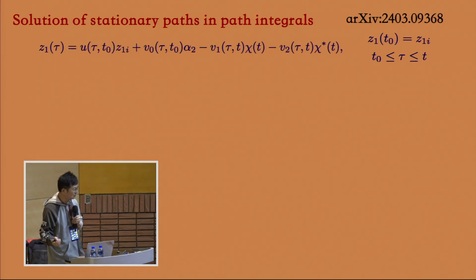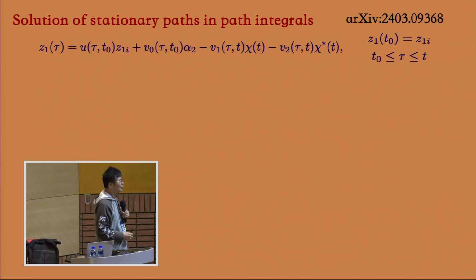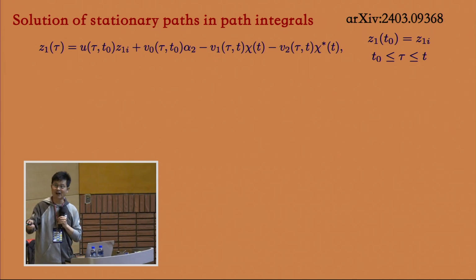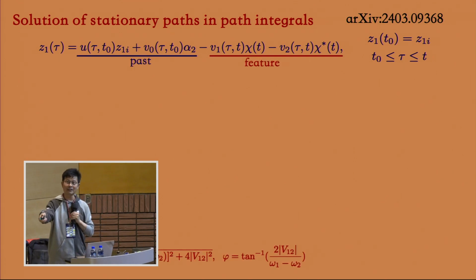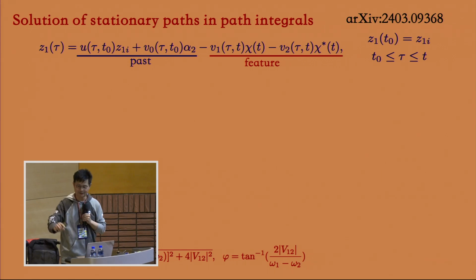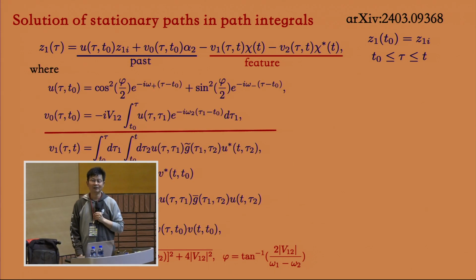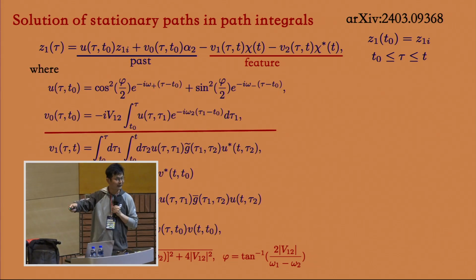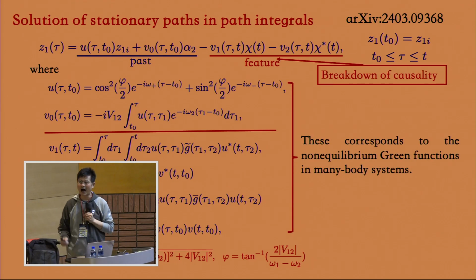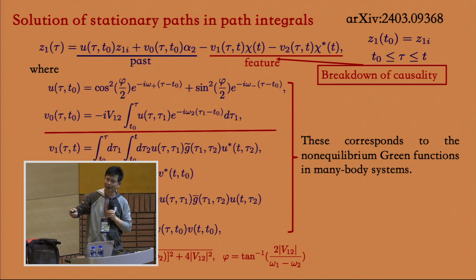Now, the solution. The equation of motion that blocks the causality actually has a simple solution. The solution contains two terms. One is the past effect, one is the future effect. They are combined together, okay? So the solution is all analytically solved because the problem is simple. Okay, I will go a little bit fast, okay? So the solution shows obviously how the causality is broken.